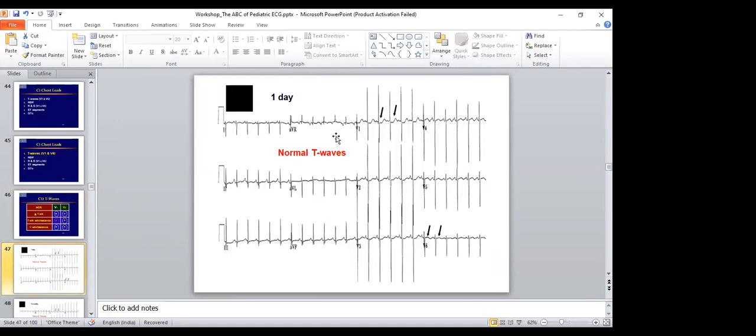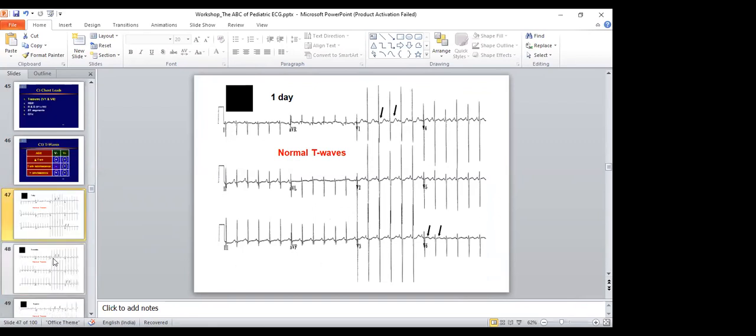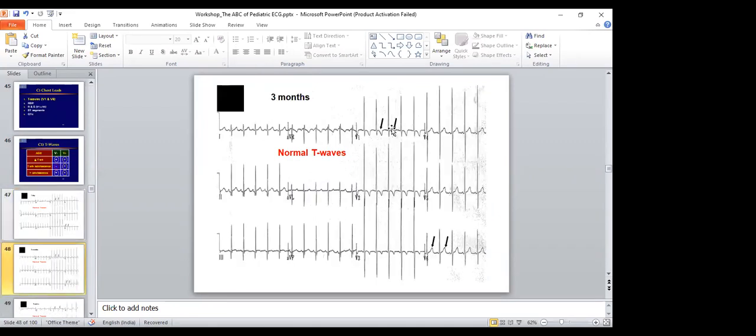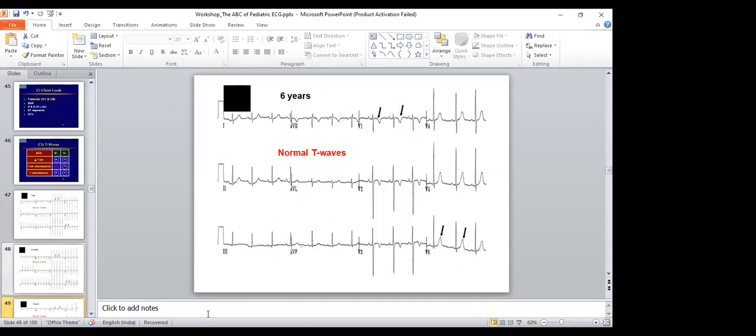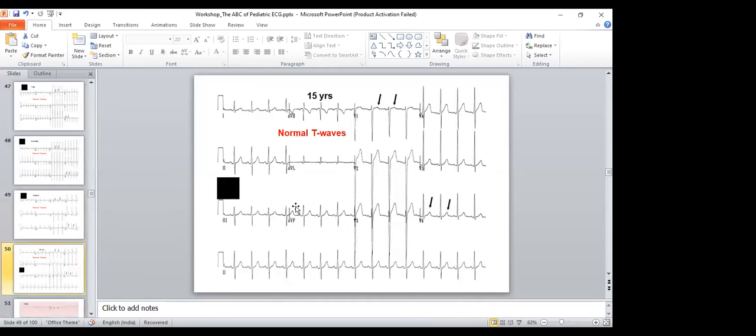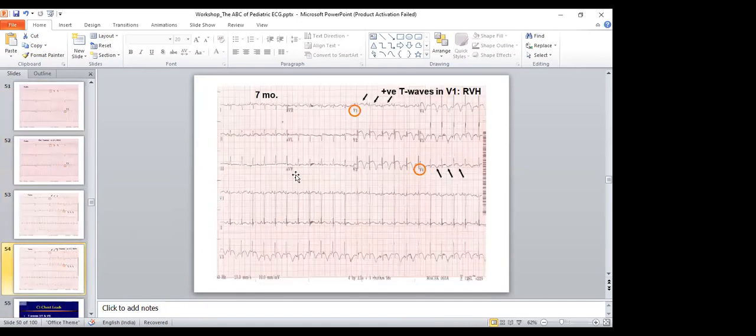When we talk about chest leads, this is a normal T wave, where we see that at the isoelectric point the T wave is normal, and here it is negative. For 3 months, V1 T wave is negative, V6 T wave is positive. For 6 years, still negative, positive. But when we reach 15 years, it is positive and positive. So a negative T wave in V1 from 1 week to adolescence is considered a normal T wave.